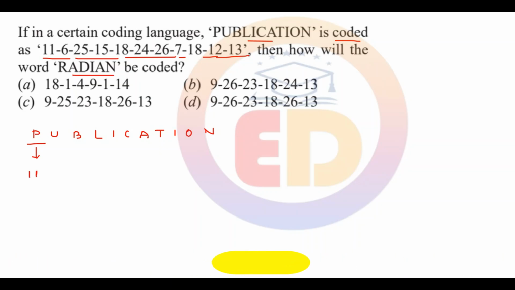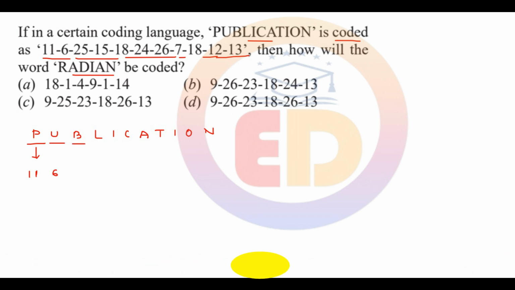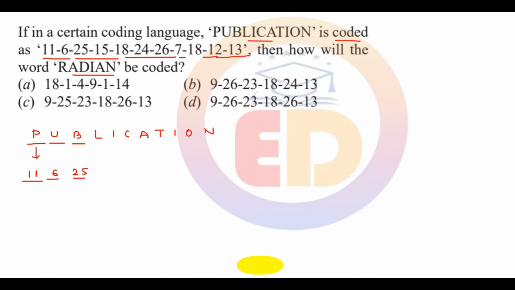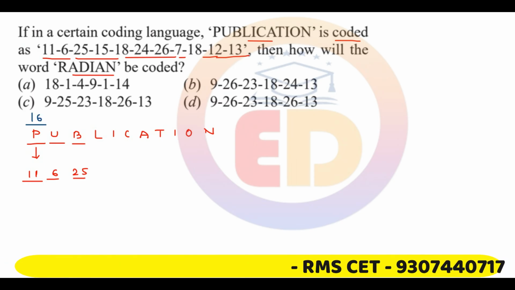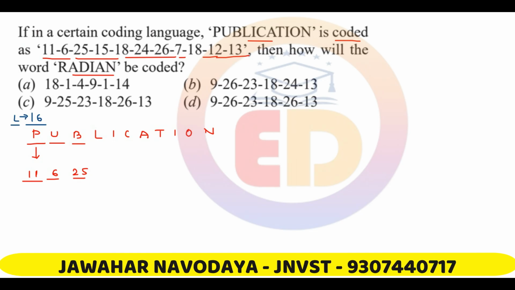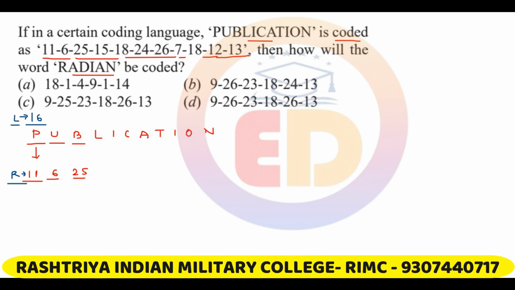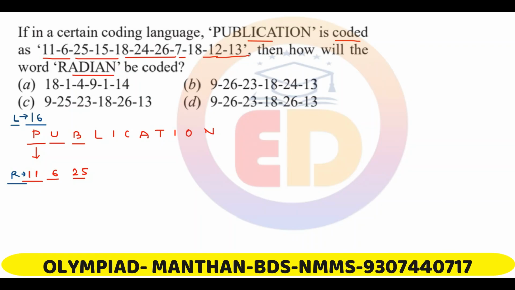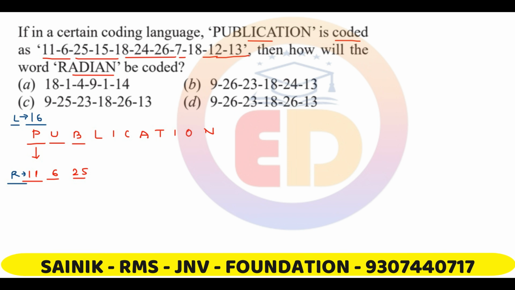So code of U they have taken is 6. Code of B they have taken is 25. But wait here. Now we know that P actually is 16 if we count from the left side. But if we count from the right side, it becomes 11. So it means the coding is done from the opposite side. Generally we take the numbering from the left side, but from the right side, if we code P becomes 11, U becomes 6. It means the coding is done in a reverse manner.